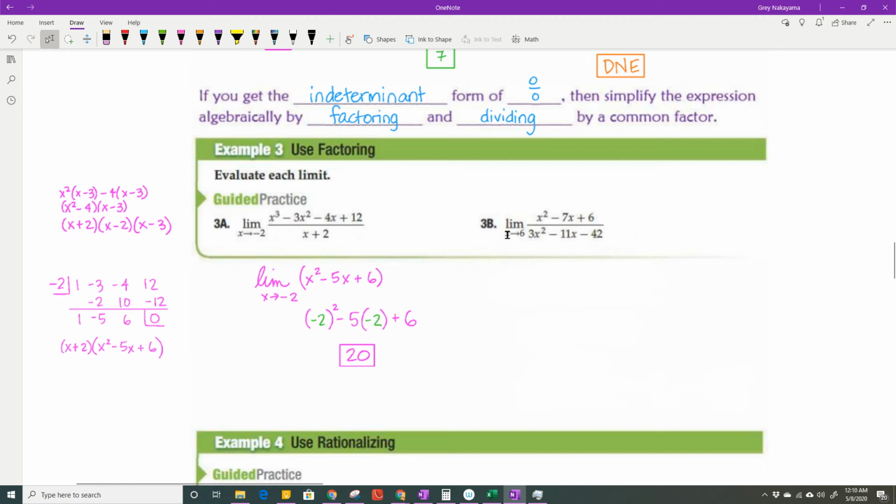Okay, here's another rational function. They're both quadratic. So hopefully that's a little bit easier for you to factor.